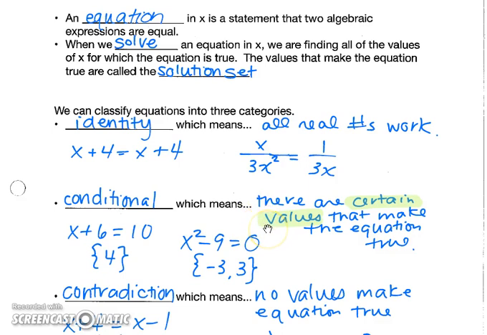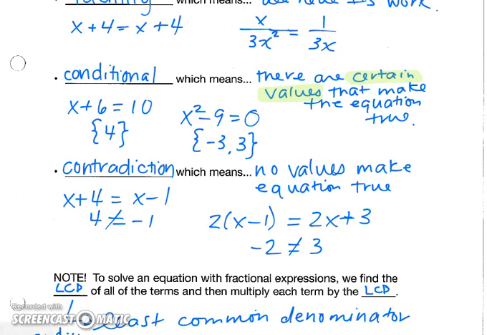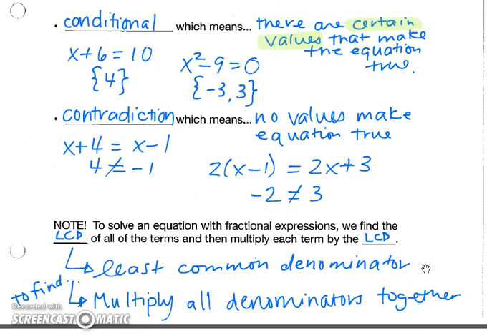And the last one is a contradiction, meaning no values make it true. What happens is in the end, you're left with two numbers, probably constants on either side, that are not equal to each other. So 4 is equal to -1 is not a true statement. No value will ever make that true. And what we're going to see next is solving fractional expressions.